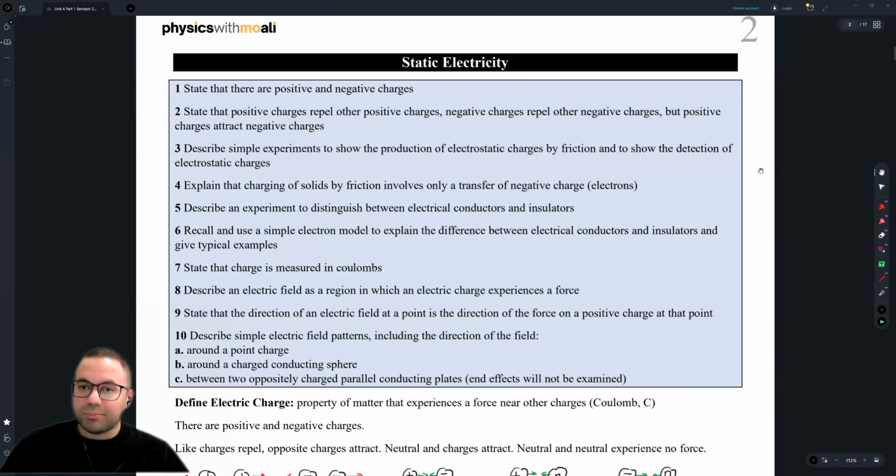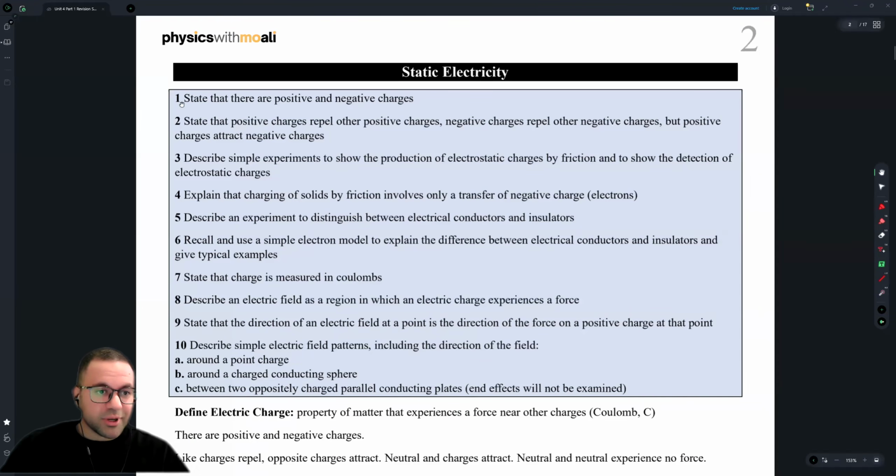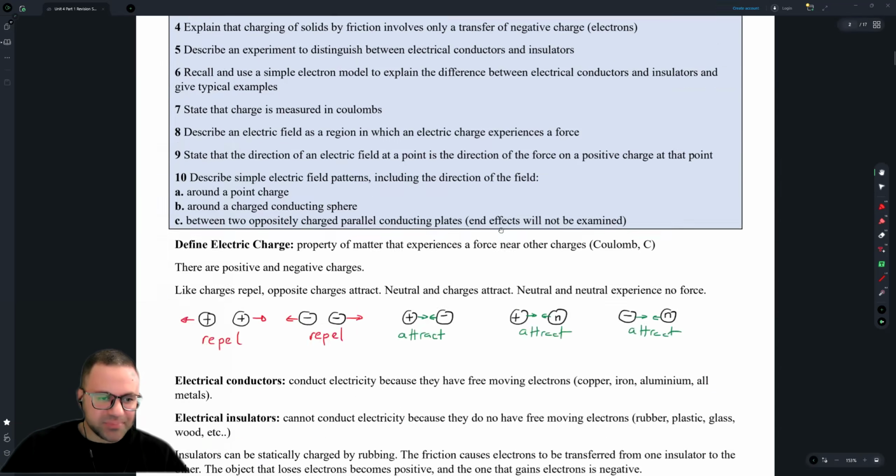Let's start. Before we continue, the same friendly reminder: this checklist, this list of topics, is from the curriculum. I want you to use this as a checklist to see if you understand the topic or not. So, for example, if you can state that there are positive and negative charges and you understand that, I'm sure you do, you're fine. If not, you need to revise that topic again. Okay. Let's start with static electricity.